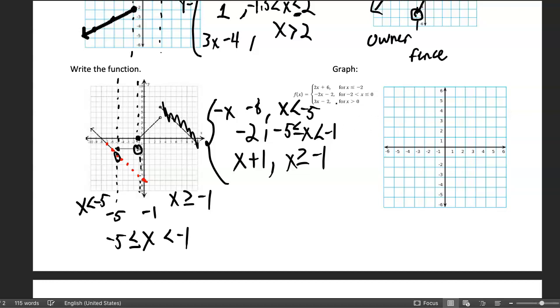And again, for this one, we're going to do the same thing. Let's set up our fences, set up our property lines. We have a property line at -2, and we have a property line at 0. So what owns the land to the left of -2? It's 2x plus 6. So let's start by putting in a -2 for 2x plus 6.